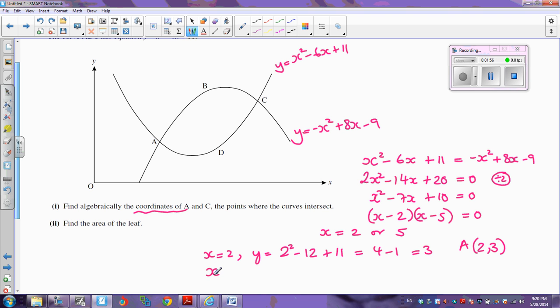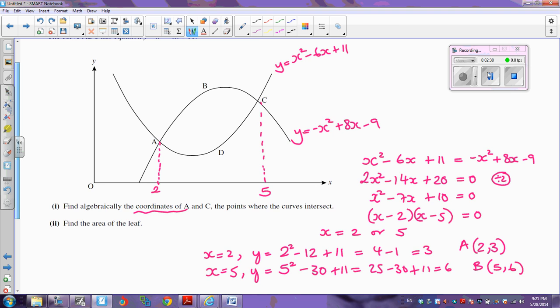And when x is equal to 5, we'll just do the same again. Y will equal 5 squared, so that's using this equation again. So 5 squared, take away 6 5s, well that's 30 plus 11. So that's 25 take away 30 plus 11, which is 6. So B must be the point 5, 6. Okay, so importantly, this point here is 2, and this point here will be 5.